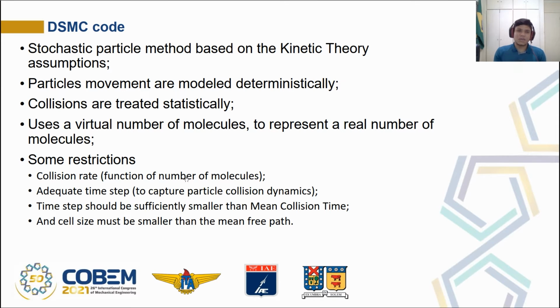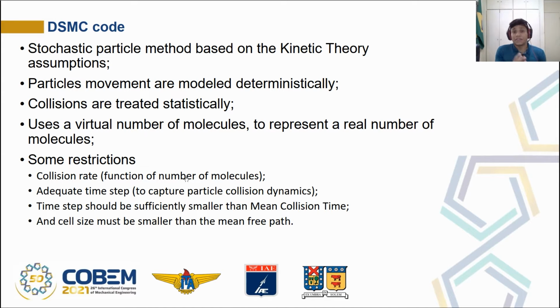The IDSMC code is a stochastic particle method based on the kinetic theory assumptions. The particles' movement of a gas, for example, is modeled dynamically, while the collisions are treated statistically. We cannot simulate a real number of molecules in real conditions as Avogadro's number suggests, but we can use a virtual number of molecules to represent a real number of molecules. So that is what the IDSMC code does.